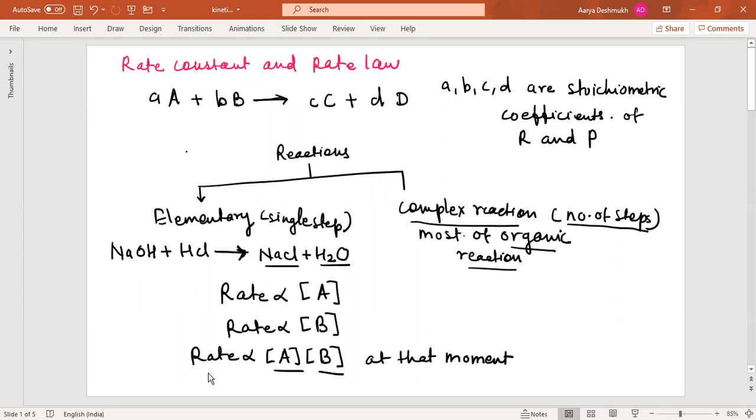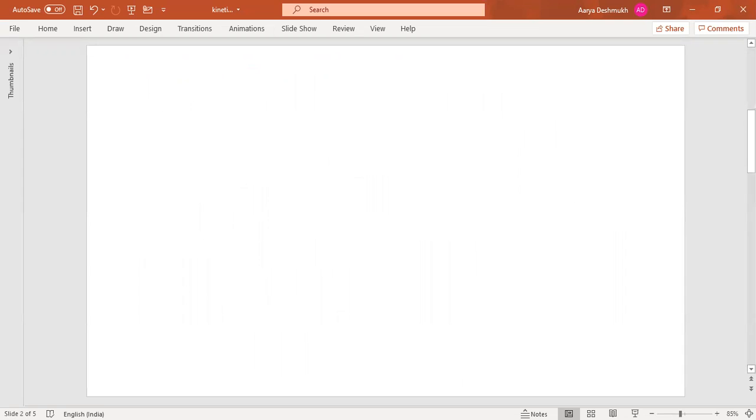So this is important here, at that moment, and not on the initial amount of the reactant. So the rate is dependent on the concentration of the reactants A and B at that moment, and not on the initial amount. This is what we call the instantaneous rate of reaction. Now, what does it mean actually? It can be explained by giving a very simple example like this.